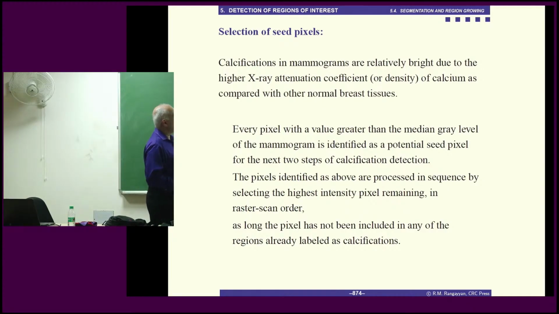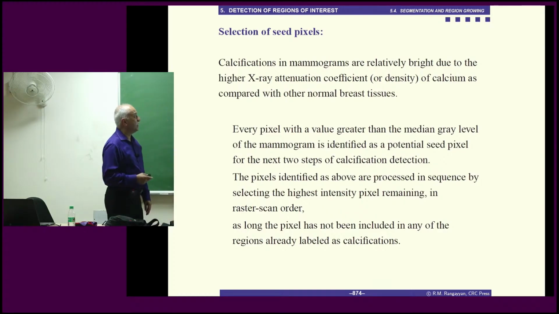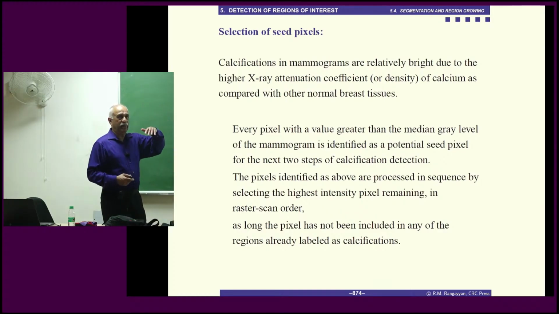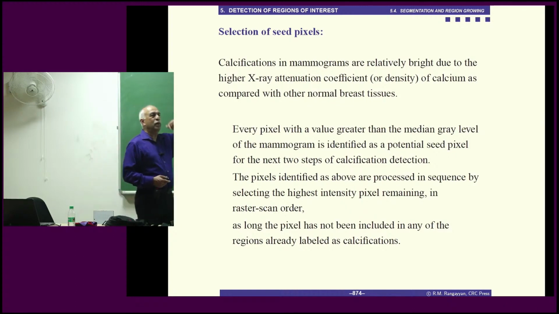Then these pixels are processed in sequence by selecting the highest intensity. We don't take them at random, but start with the brightest pixels, and then grow regions, and repeat region growing as long as one of these pixels has not already been included in a region.